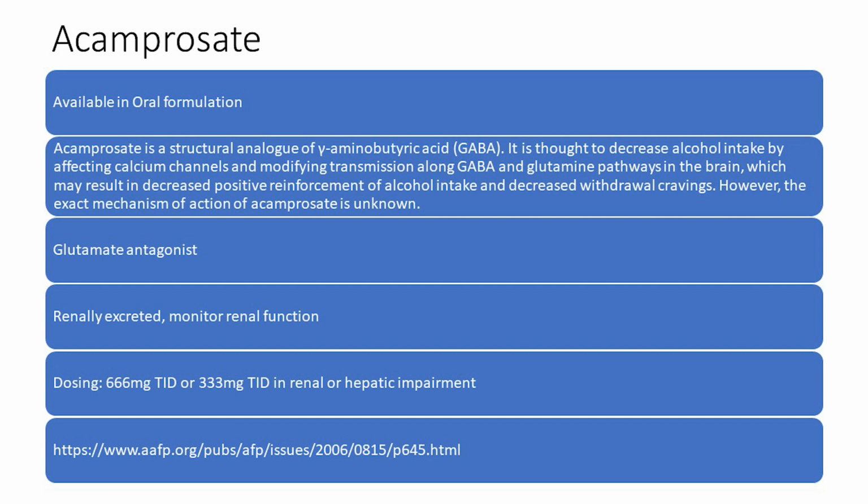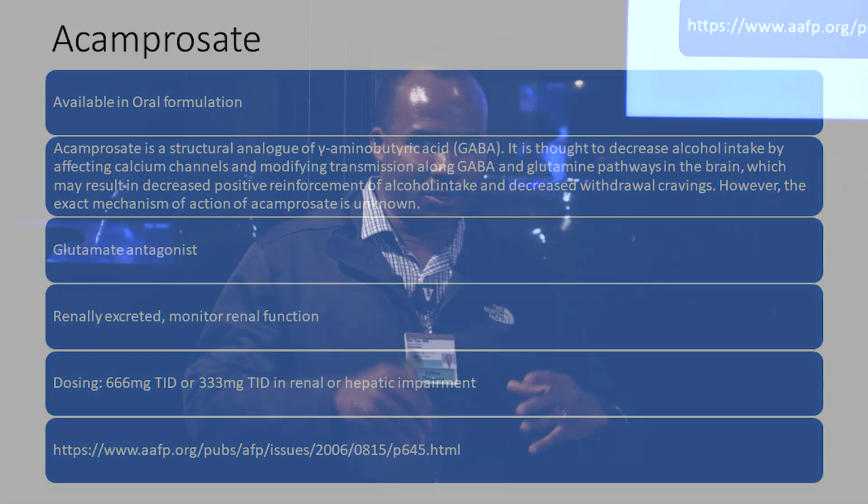This is a glutamate antagonist. It's a 3 times a day medicine, dosing in 666 mixed TID or 323 mixed TID. And if the liver function is not good, you can use this, but you cannot use this if the kidney function is not good, because it's renally excreted. So at least you have 2 options that you can choose based on who you're working with.